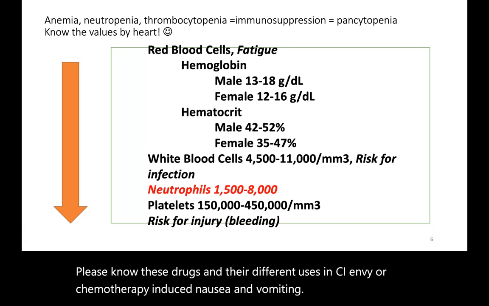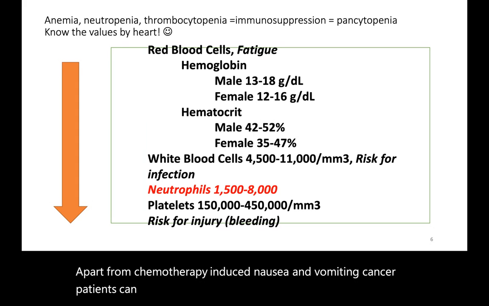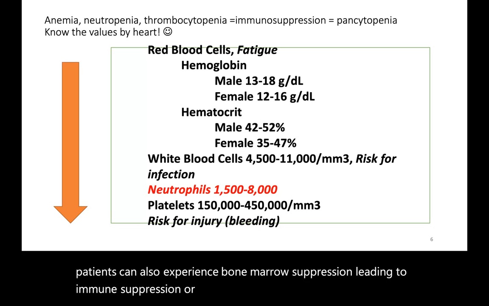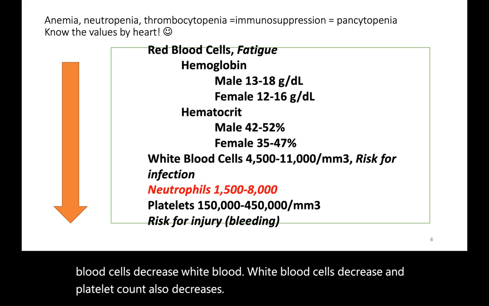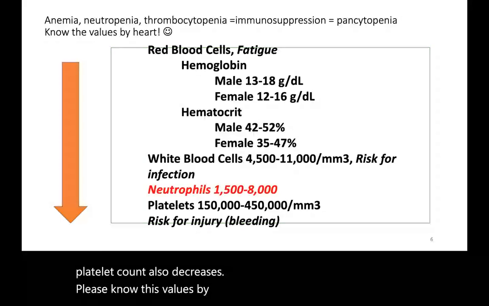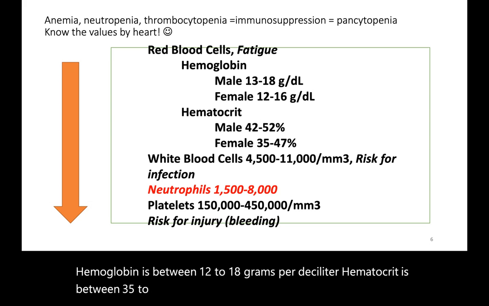Apart from chemotherapy-induced nausea and vomiting, cancer patients can also experience bone marrow suppression leading to immunosuppression or pancytopenia, which means that red blood cells decrease, white blood cells decrease, and platelet count also decreases. Please know these values by heart. Hemoglobin is between 12 to 18 grams per deciliter. Hematocrit is between 35 to 52%.